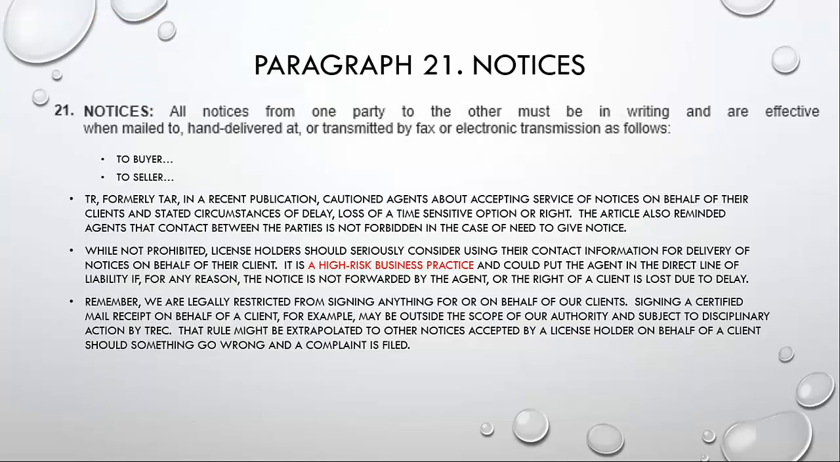Paragraph 21, notices. There is a huge risk here if the license holder makes the decision that they will receive notices on behalf of their client. If the agent decides that they want to accept the notices on behalf of their client, they are assuming responsibility for them in order to get the information to their client in a time-sensitive manner. A ton of things can happen in order to mess this up for you.